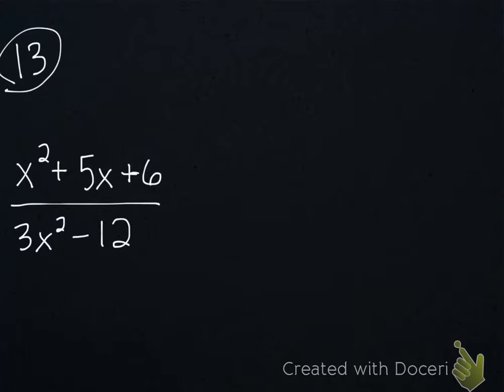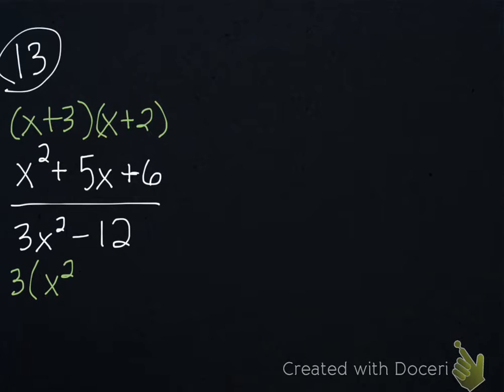Number 13. Okay, quadratics. That means we have to factor. So I have x's in front. In the numerator, what multiplies to give me 6 and adds to give me 5? That's 3 times 2. Both positive because the 5 is positive. The denominator, however, looks a little tricky. We have that 3 in front. But hold on, 12 is divisible by 3.